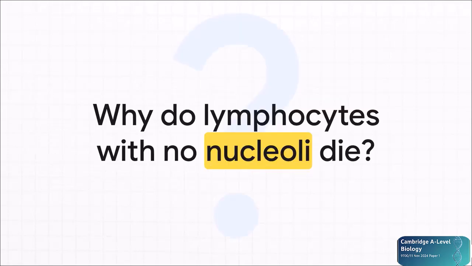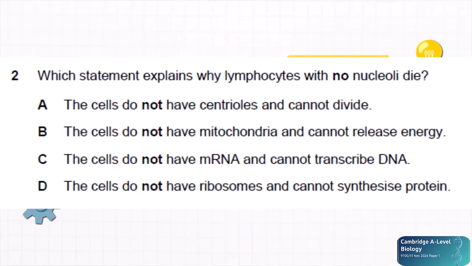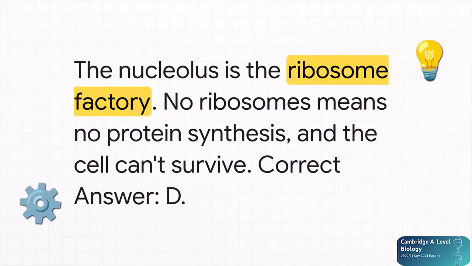All right, from microscopes, we're zooming way in for question 2. It asks, which statement explains why lymphocytes with no nucleoli die? This is all about connecting the dots, linking this tiny little structure, the nucleolus, to its massive life or death job in the cell. So here's the logic step by step. Think of the nucleolus as the ribosome factory. And what are ribosomes? They're the protein-making machines of the cell. So if you don't have a factory, you can't make any machines. If you don't have any machines, you can't build anything. No proteins, no enzymes, nothing. The whole cell just grinds to a halt, and it's game over.